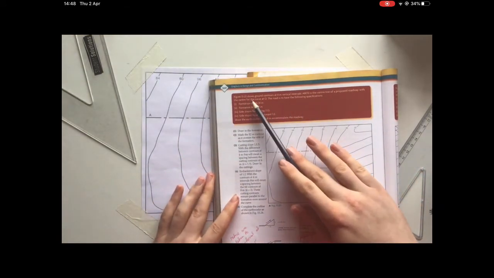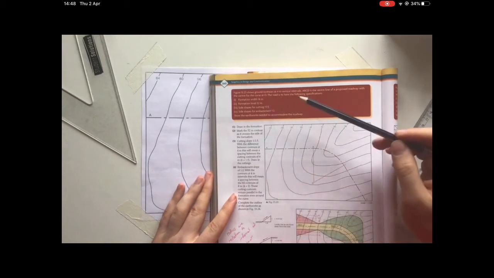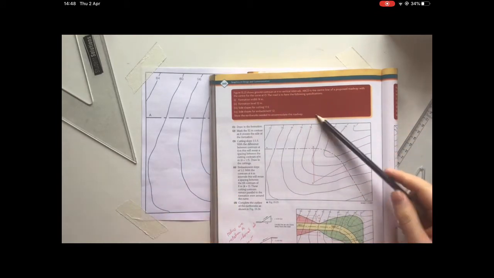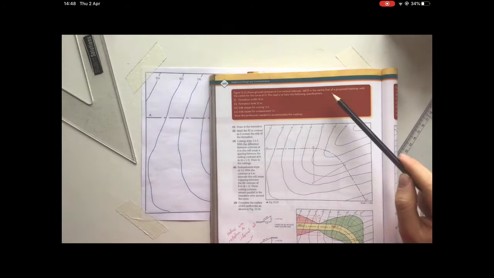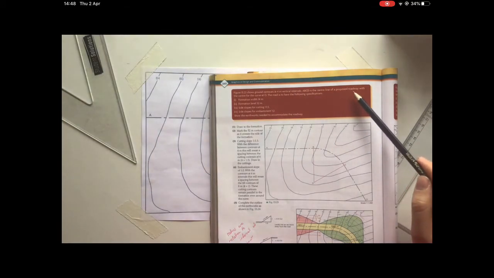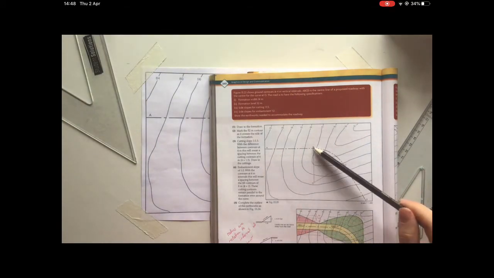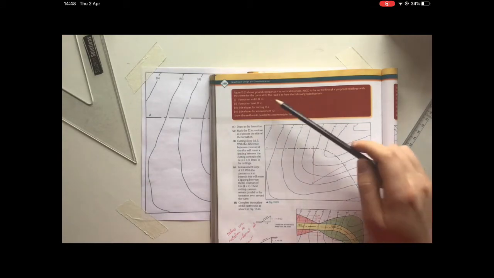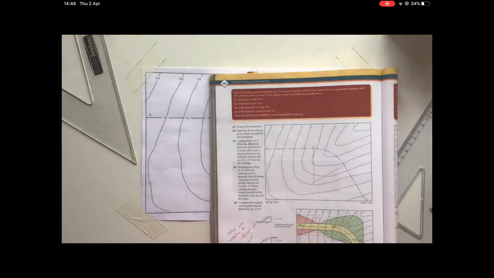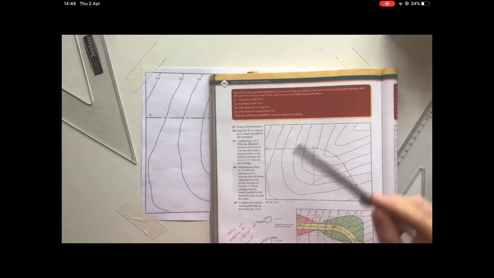Figure 15.23 shows ground contours at 4 meter vertical intervals. ABCD is the center line of a proposed roadway. So A, B, C then is our curve, and D is the end of the road, with the center of the curve at O, so we've O there. The roads have the following specifications.